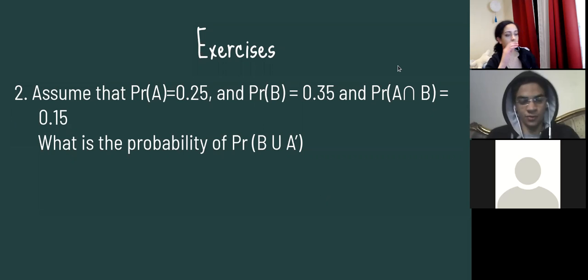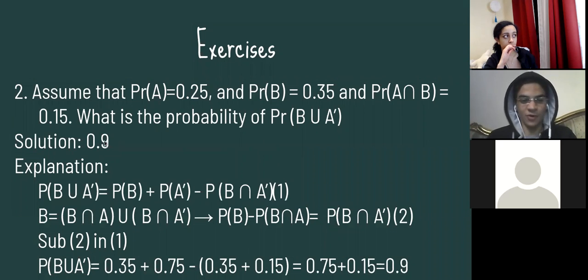Okay, so the answer would be 0.9. So first, we would put the general formula. So we have that the probability of B union A dash is just the probability of B plus the probability of A dash minus the probability of the intersection. So that's just the law that the probability of A union B is the probability of A plus the probability of B minus the probability of the intersection.